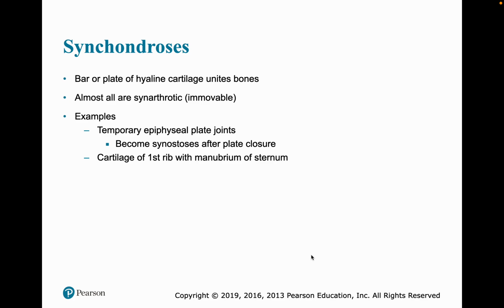In synchondroses, there's a bar or plate of hyaline cartilage uniting the two bones. They are synarthrotic, immovable, almost all. The temporary epiphyseal plate in our long bones would be an example of a synchondrosis. That's going to become bone tissue after the plate closes.